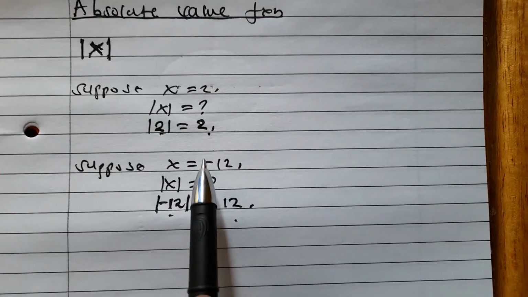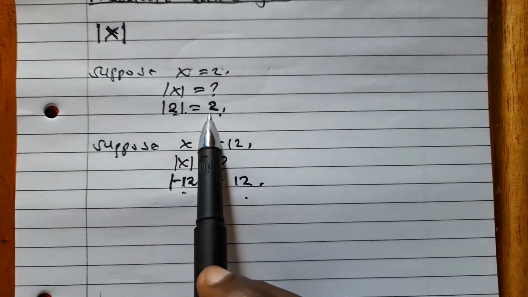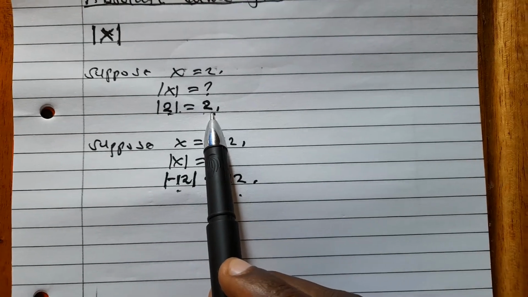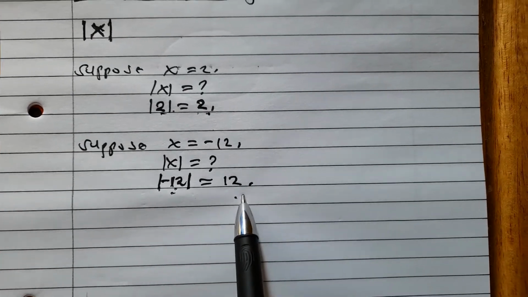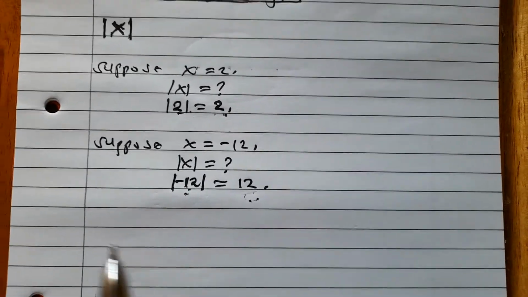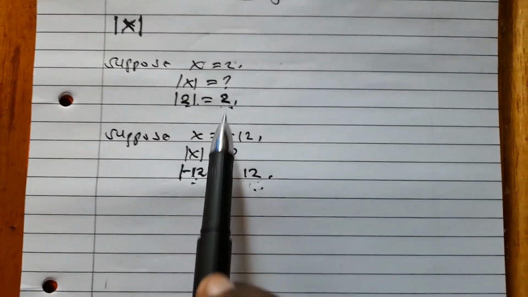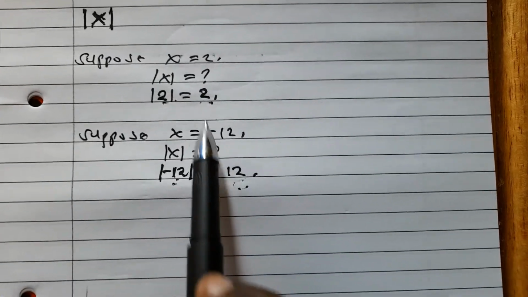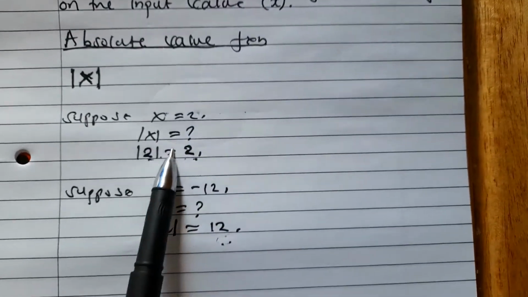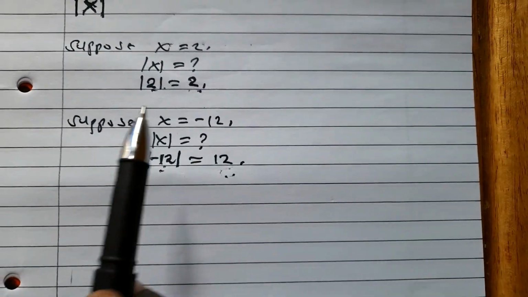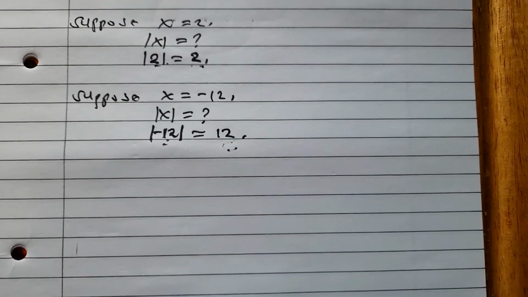We notice if the number is positive, like in this case, the absolute value function does not change it. It is actually giving us 2. But if the number is negative, the absolute function changes it, as you can see here. So literally, the function does two different things depending on the value of x. That is why it is referred to as a piecewise function. There's this piece and this piece.